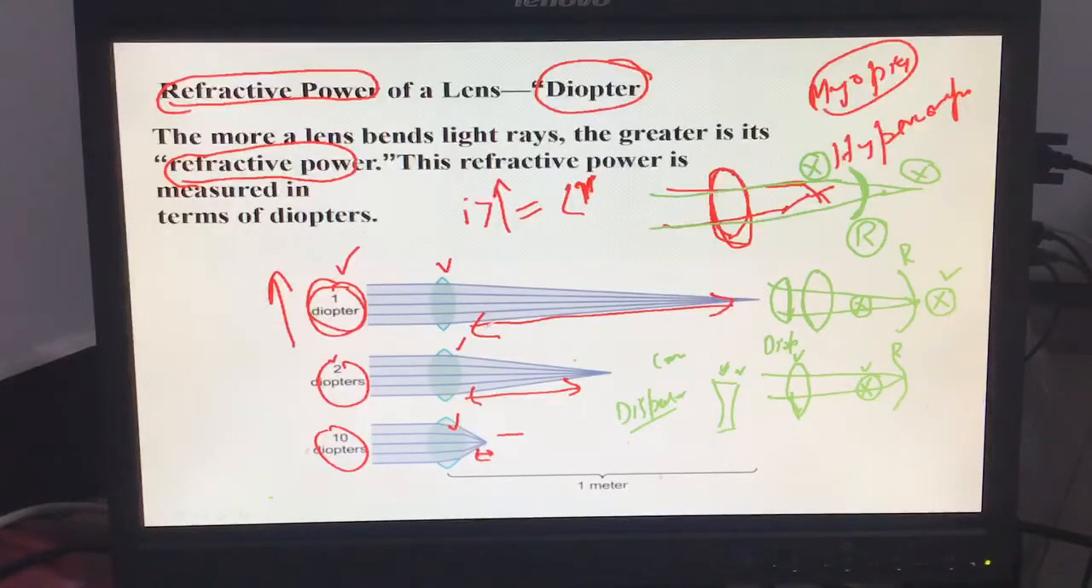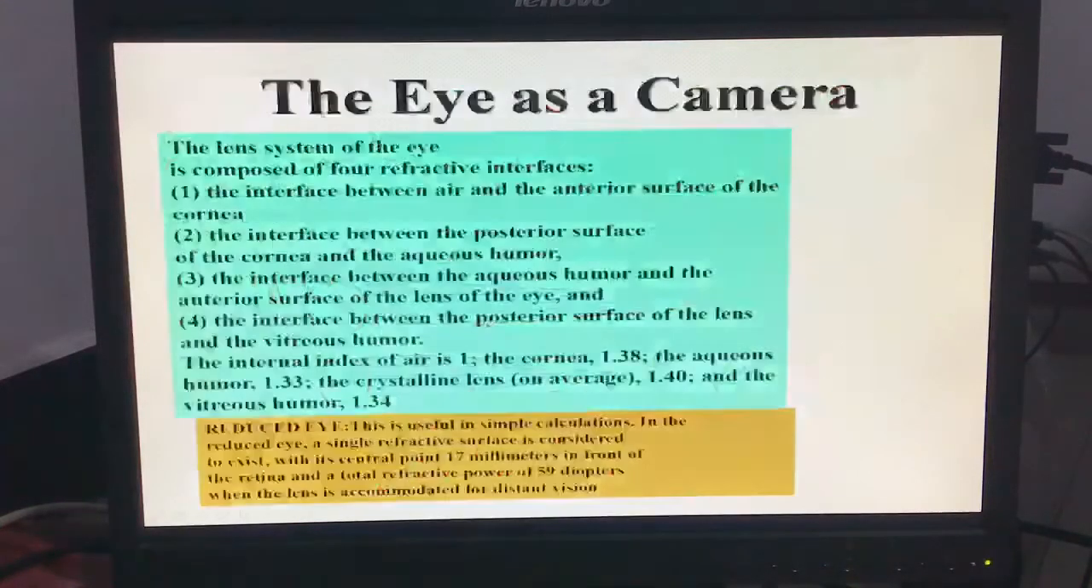These are two refractive errors. Let's see another thing here. The eye works like a camera. What's the meaning of this? A camera has a lens system, and the eye also uses a lens system similar to the camera. The eye is working like a camera.